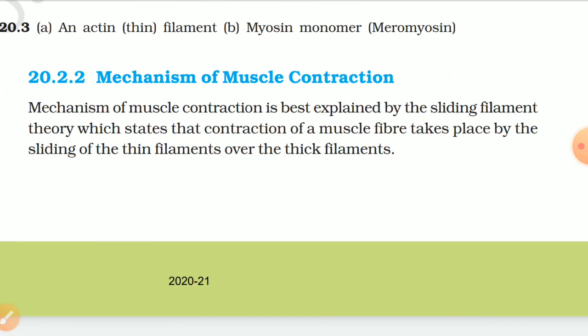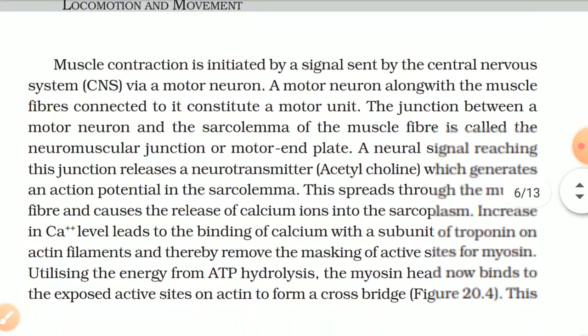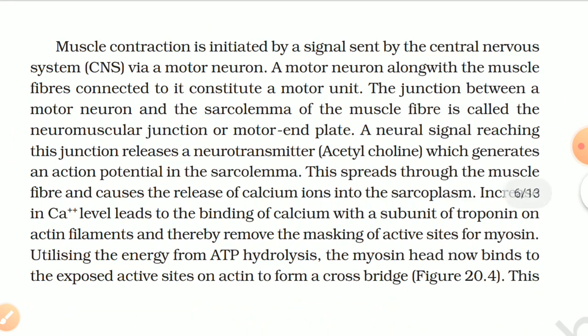20.2.2 Mechanism of muscle contraction. Mechanism of muscle contraction is best explained by the sliding filament theory, which states that the contraction of a muscle fiber takes place by the sliding of a thin filament over the thick filament. Muscle contraction is initiated by the signal sent by the central nervous system (CNS) via a motor neuron.